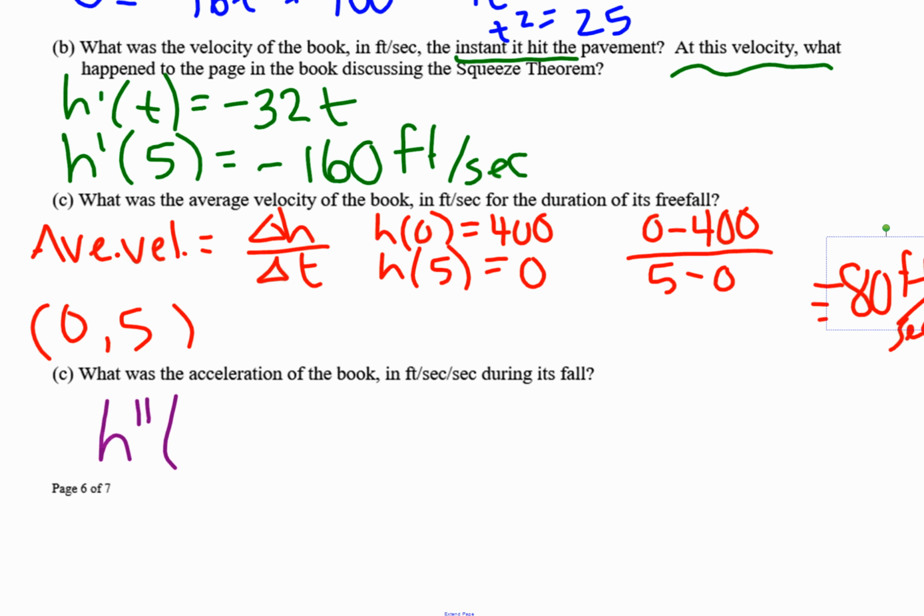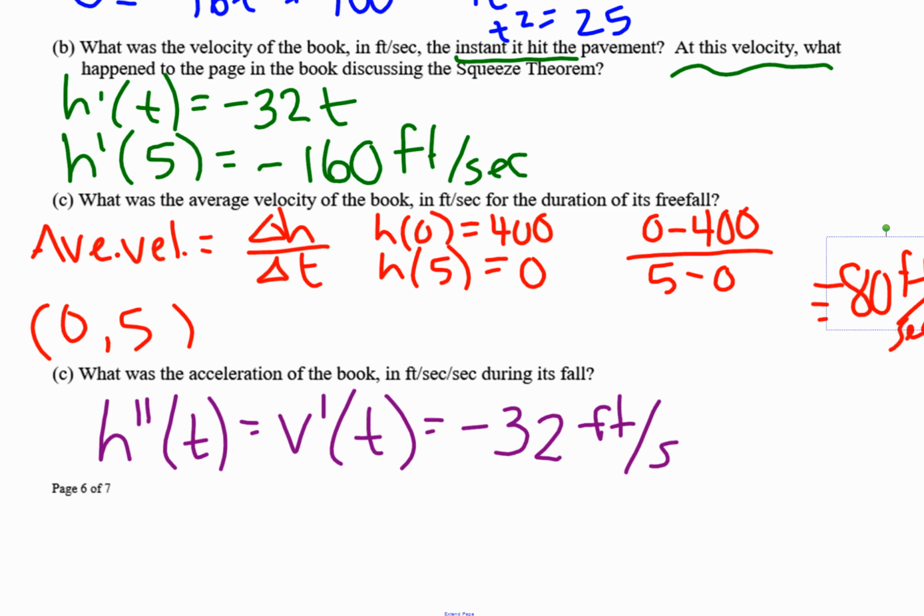So if we take the second derivative of the height function, or the first derivative of the velocity, they're the same thing, we will get negative 32, and that would be feet per second squared. So the acceleration, it kept accelerating at 32 feet per second squared on its way down.